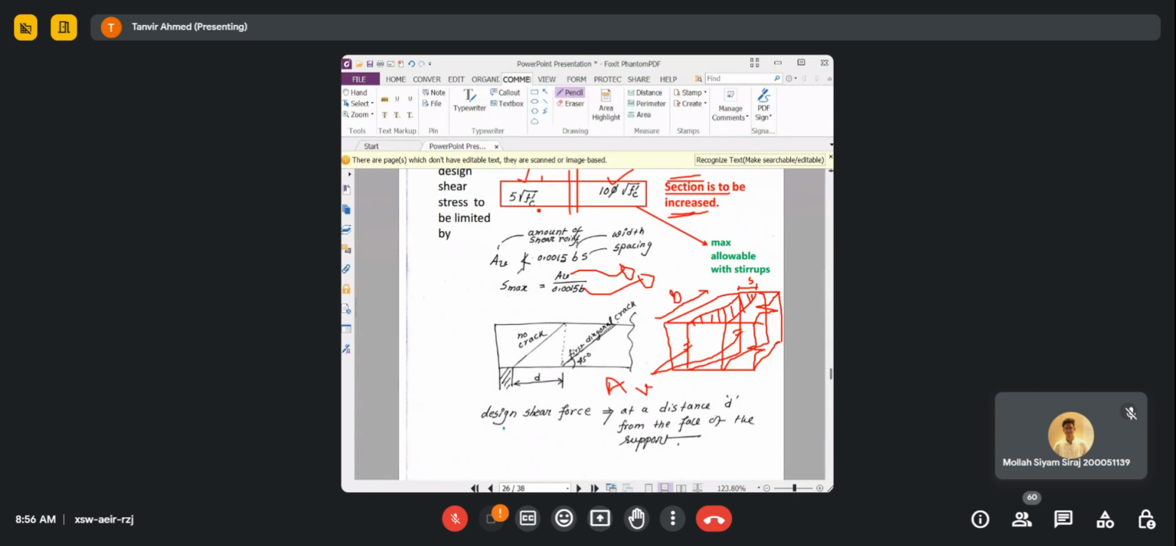Or if I say it more simply, the steel area should not be less than 0.15% of this area.